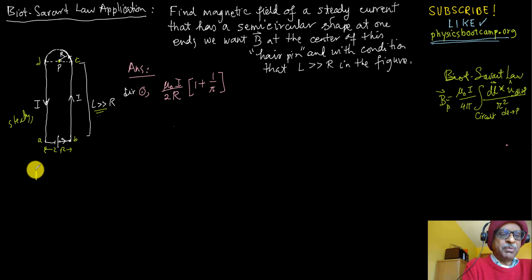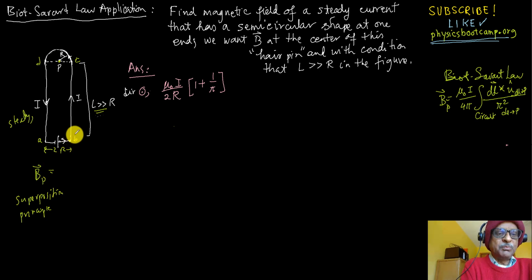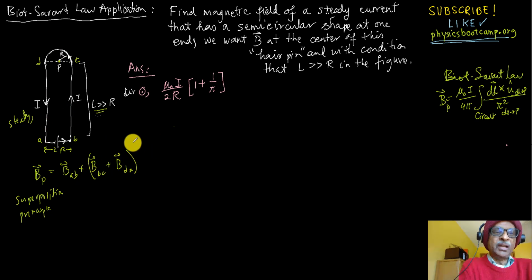So what will be B at P? B at P, from the superposition principle, will be made up of this part, which we just talked about, probably ignorable, plus B to C, and let's do D to A. So these are straight segments, and then the semicircular part from C to D.